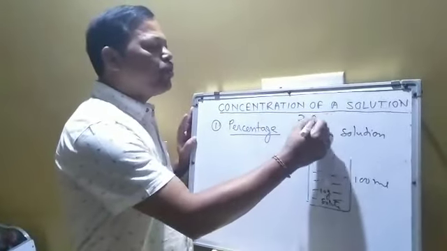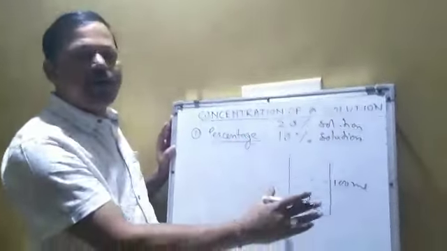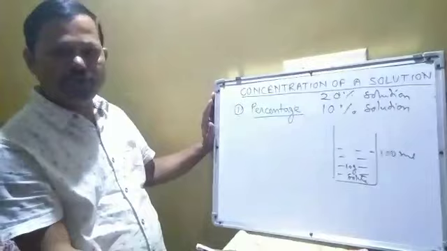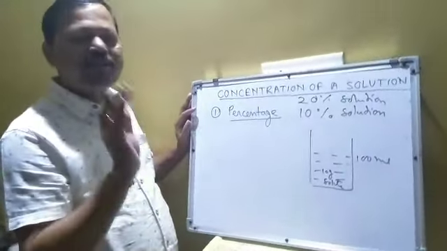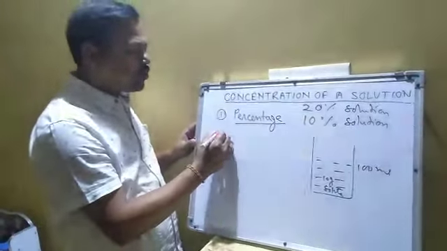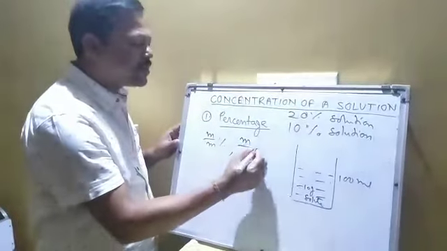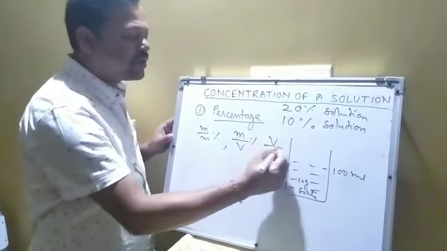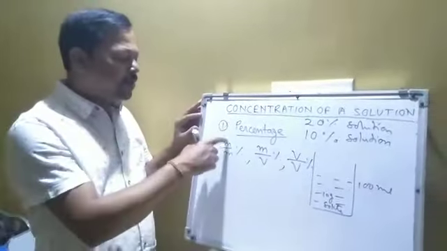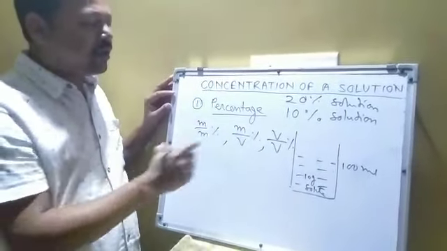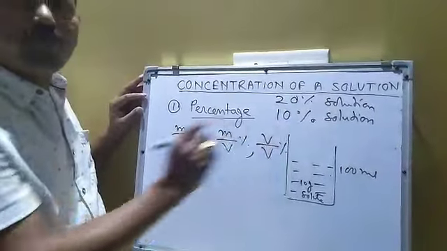Similarly, a 20% solution means 20 gram of solute is present in 100 gram or 100 ml of solution. Now, to express the percentage of a solution, there are three types of percentages. One is called m by m percent, one is called m by v percent, and one is called v by v percent. m by m means mass by mass percent, m by v means mass by volume percent, and v by v means volume by volume percent.